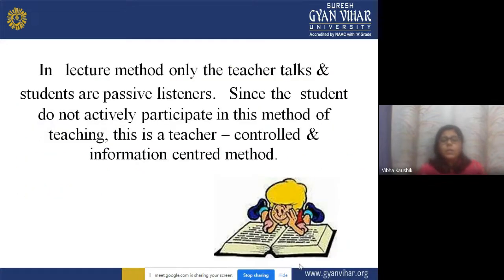In lecture method, only the teacher talks and students are passive listeners. Teachers are actively involved in the teaching learning process and students are just sitting and listening to what the teacher is saying. The students will actively participate when there is an interaction or discussion between the student and teacher on certain points. But here the teacher is giving the information and students are just listening to that information.